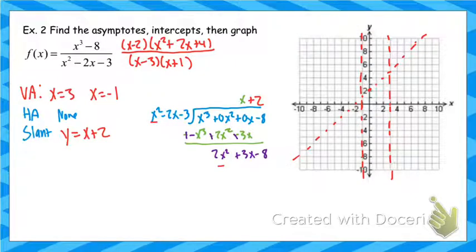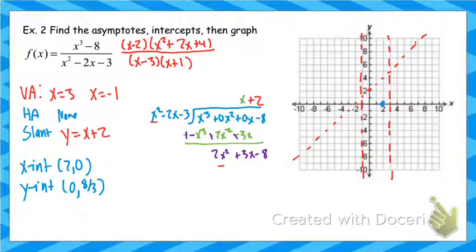Okay, now let's find our x-intercept and y-intercept. X-intercept, there's only one, because remember, this is going to give us only imaginary numbers. So my only x-intercept is (2, 0). Y-intercept, plug in 0 for all those x's, I get 8/3. So about 2 2/3, so a little bit above 2. Well, that shows us I'm going to have to cross that slant asymptote.